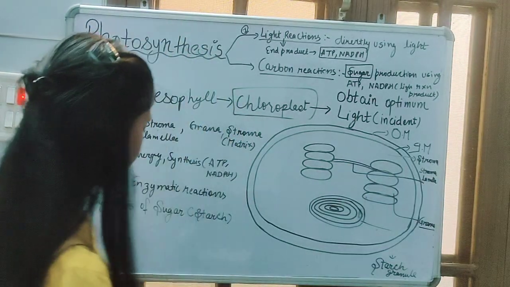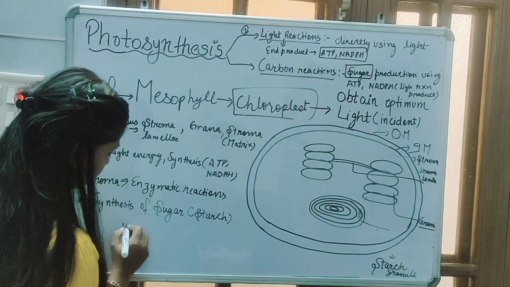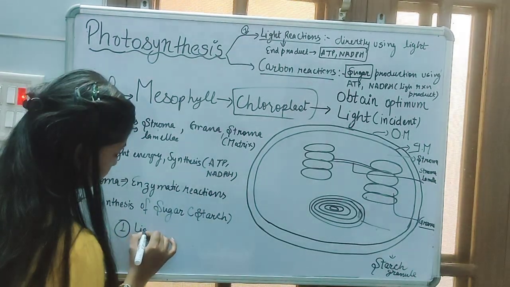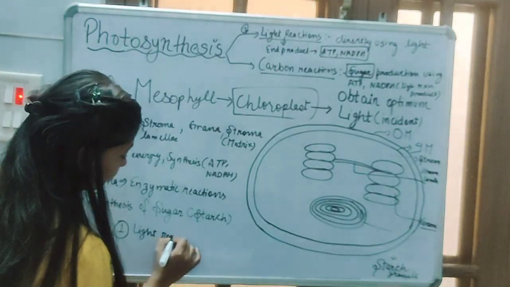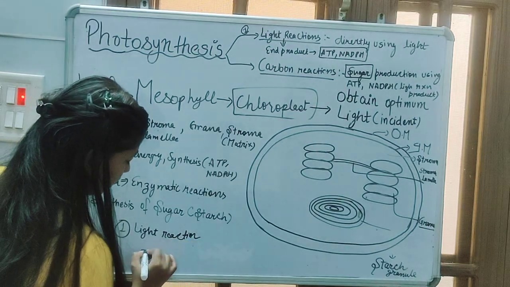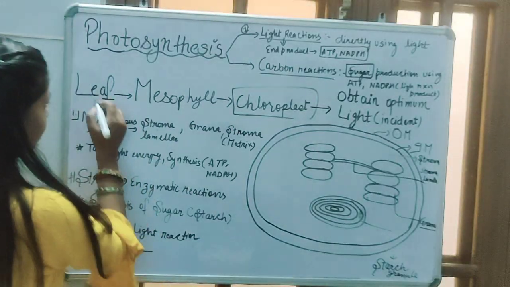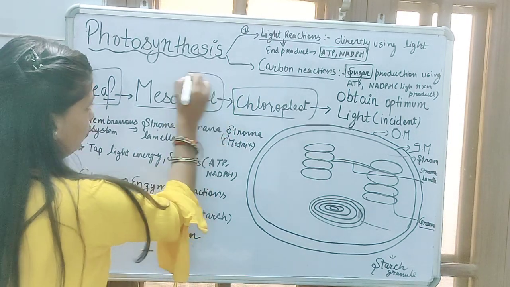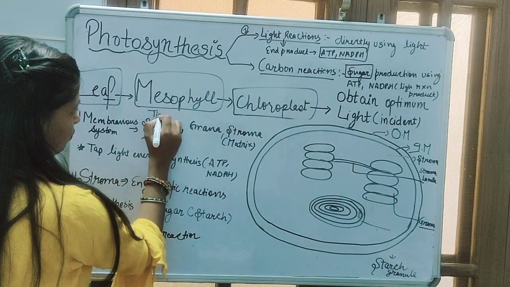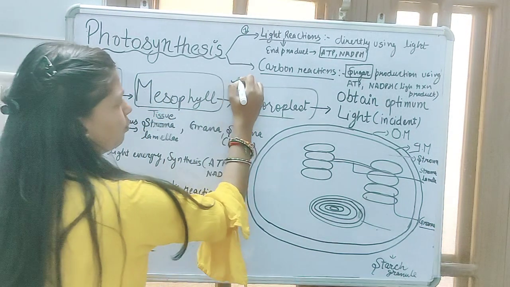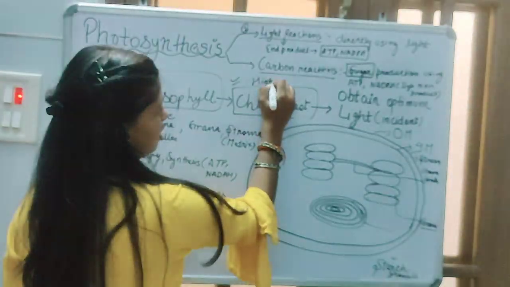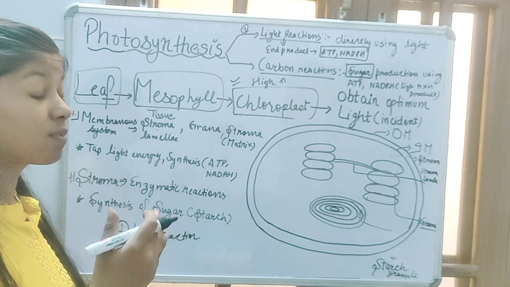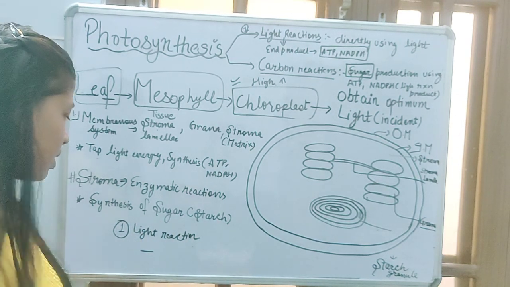For example, in photosynthesis, first the light reaction is performed. In the leaf, for example, here is a leaf, right? In the leaf, mesophyll is a tissue where a high number of chloroplasts are present. And chloroplast is the place where photosynthesis takes place, right?